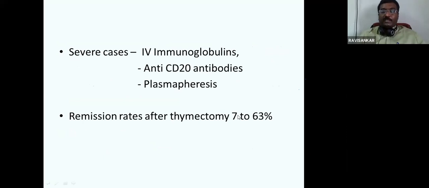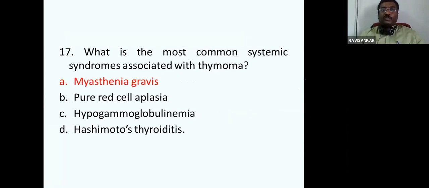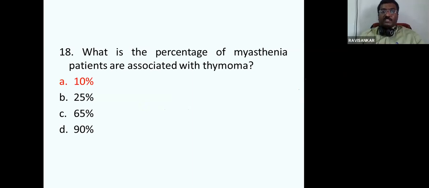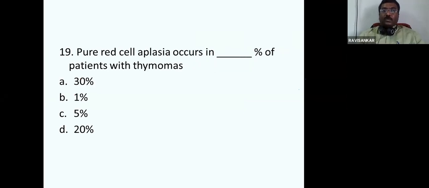So the remission rate of myasthenia gravis after thymectomy is 7 to 63%. In severe cases, you can use IV immunoglobulins, anti-CD20 antibodies, plasmapheresis. The most common systemic syndrome associated with thymoma is myasthenia gravis. Percentage of myasthenia patients associated with thymoma is 10%. Pure red cell aplasia occurs in what percent of patients with thymomas?